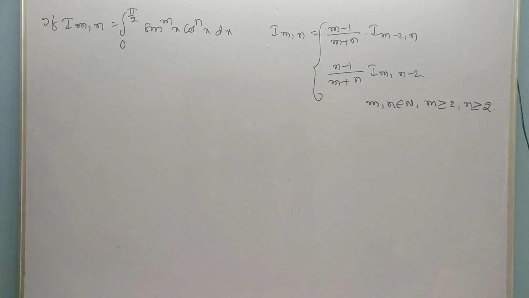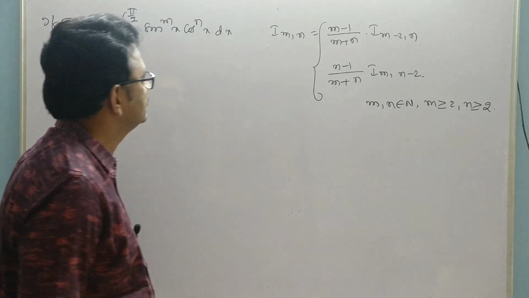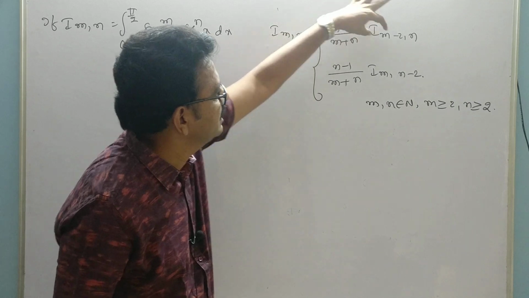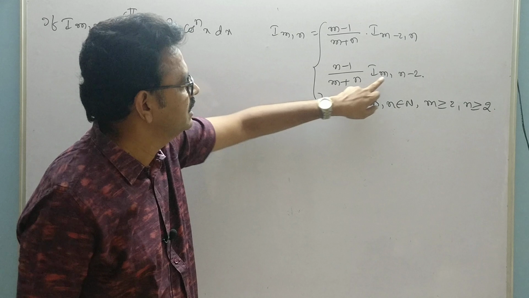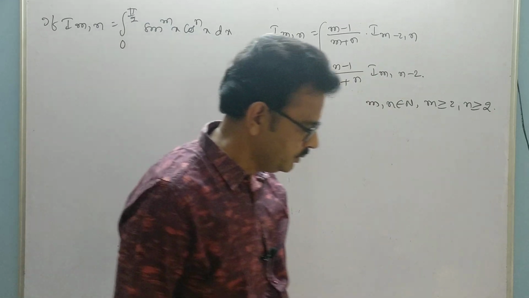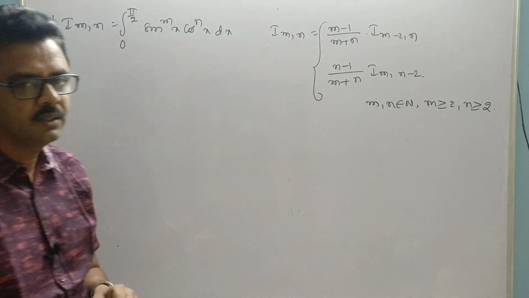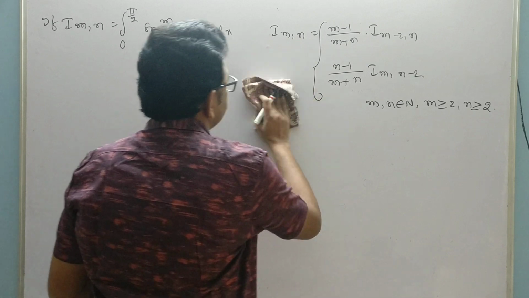I m comma n is equal to integral 0 to pi by 2 of sin power mx into cos power nx. Then I m comma n is (m minus 1) by (m plus n) I m minus 2 comma n, or (n minus 1) by (m plus n) I m comma n minus 2. Both m and n are positive and greater than or equal to 2. Now, for this we have a proof.